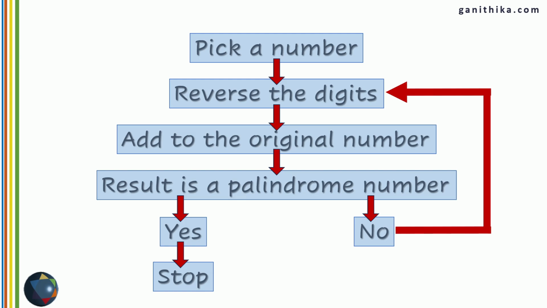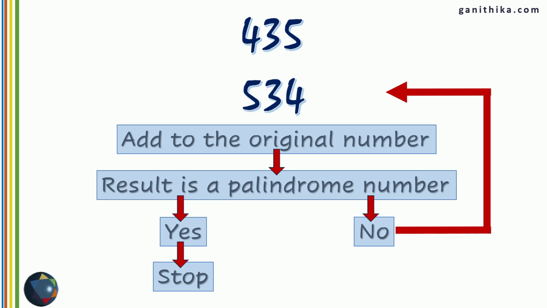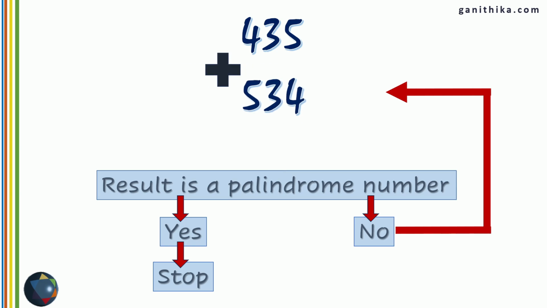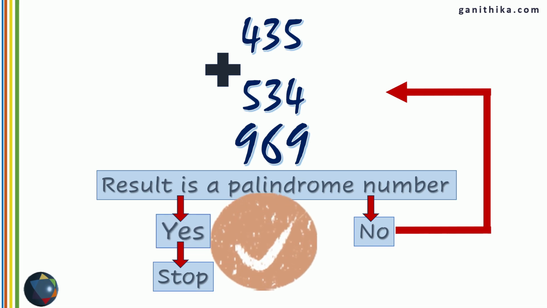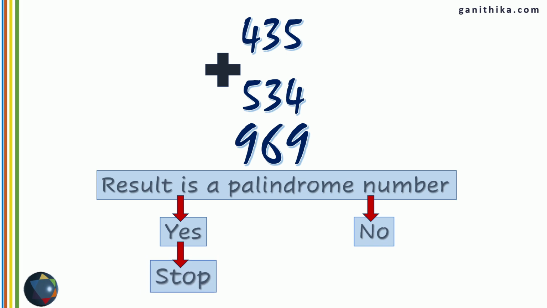Let's go for an example. 435 is the number that I have picked. Reverse it, 534, add it together. The resulting number is 969. Is this a palindrome number or not? Yes, it is. 969 both ways. So you stop the process here.